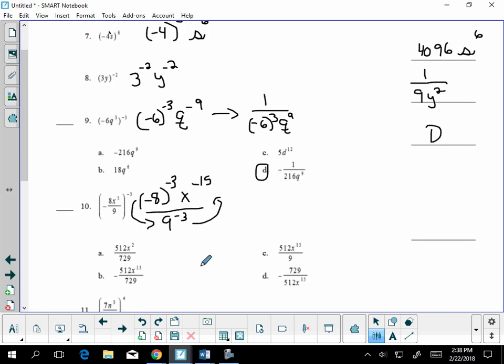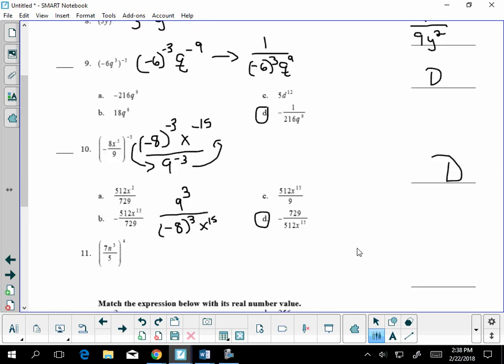So you're going to have to figure out 9 cubed, and then negative 8 cubed, x to the 15. I would use your calculator to help with those really large numbers. The answer to that is D.